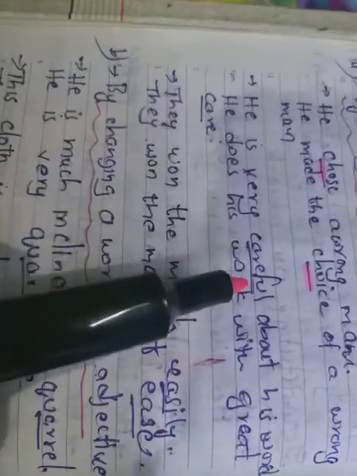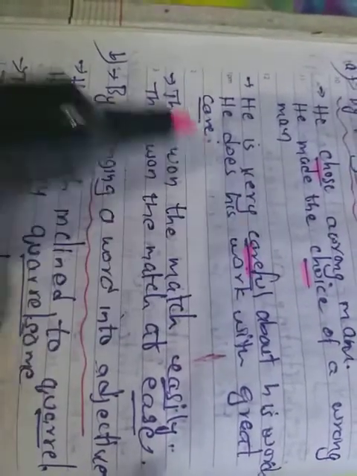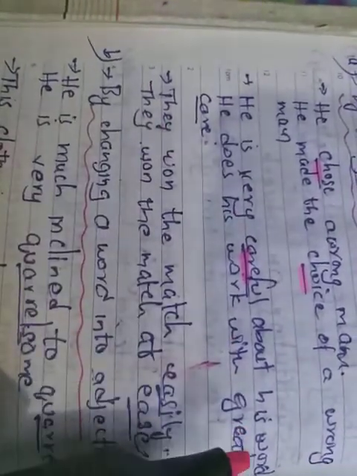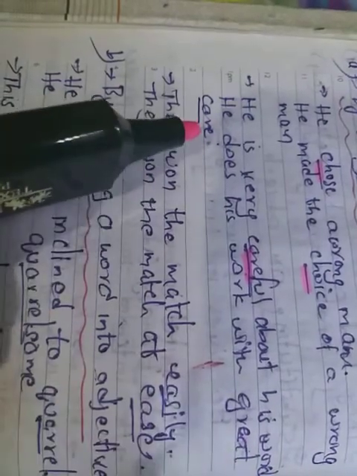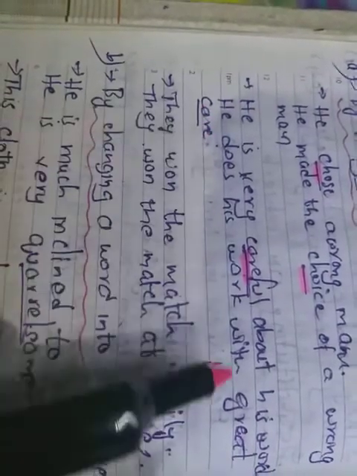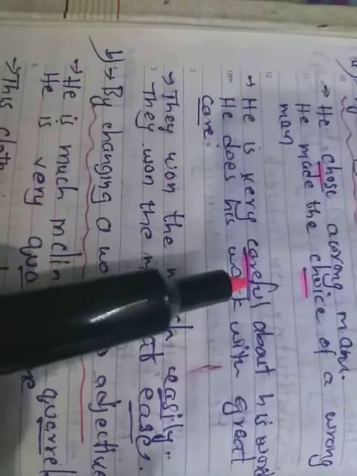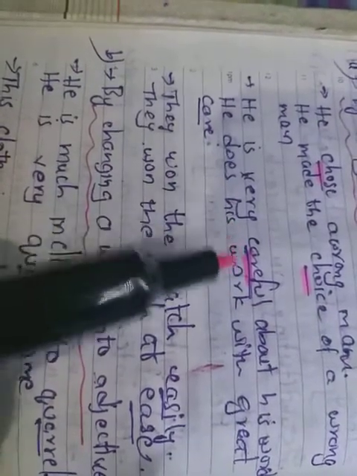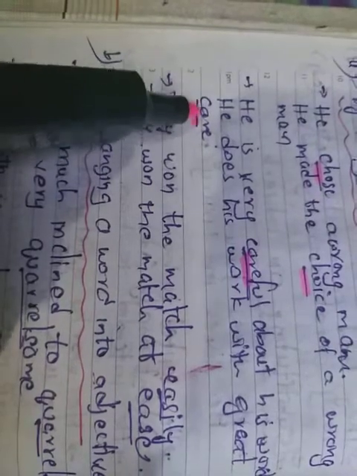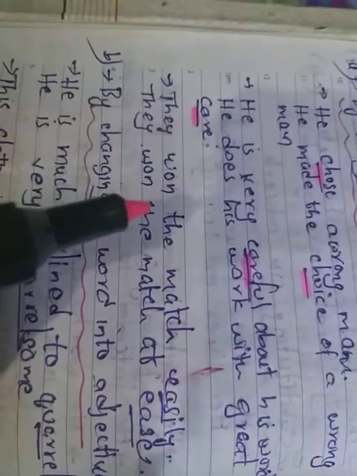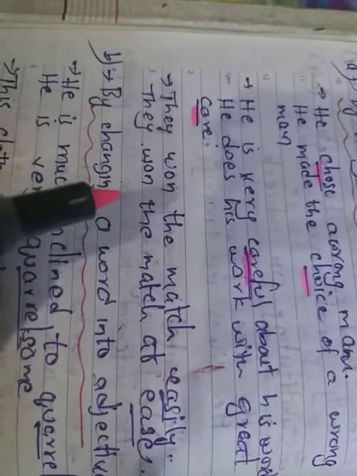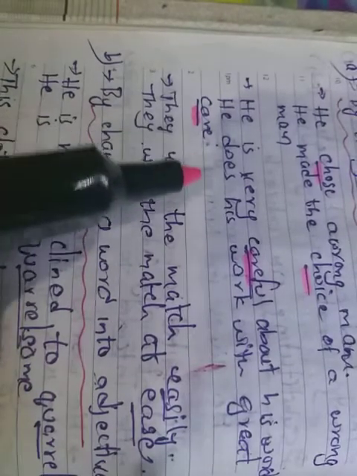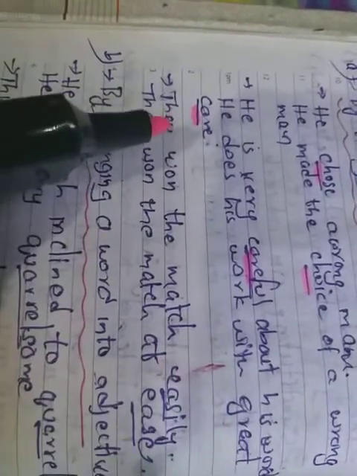He is very careful about his work. He does his work with great care. So here, careful, very careful. We know the underlined word is careful and we have to make it care. Care is a noun. He is under my care. So care is a noun. So, he does his work with great care.